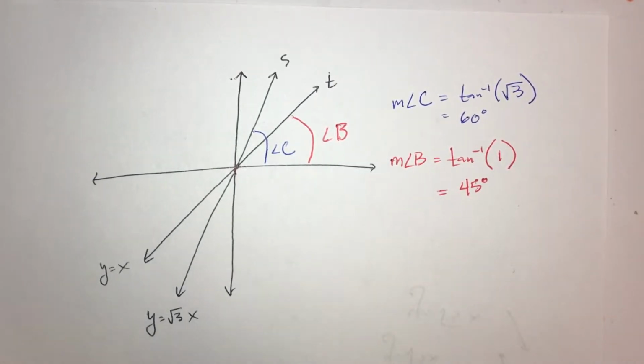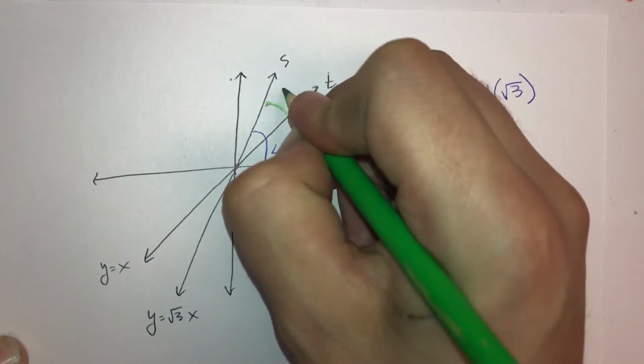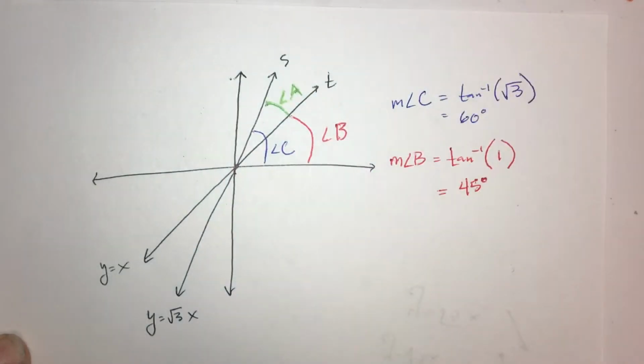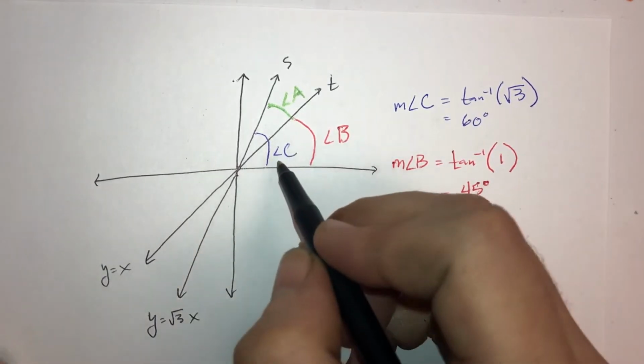Okay, and then lastly, part C, label the angle between lines S and T as angle B. Or no, excuse me, angle A. So here's angle A. All right, then what? Using the angle addition postulate, write a statement that relates the measures of angle A and B to the measure of angle C.